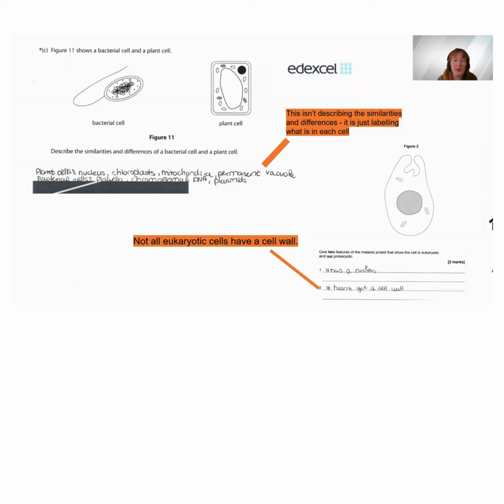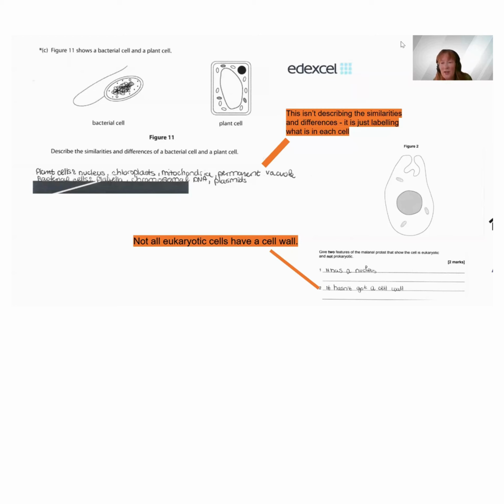And the same with if you were talking about similarities, you'd have to say they both have, for example, and then list the organelles that they have. Next question underneath, give 2 features of the malarial protist that show the cell is eukaryotic and not prokaryotic. Someone has said it has a nucleus. Yeah, eukaryotic cells do. Number 2, it hasn't got a cell wall. That is true. It doesn't have a cell wall.